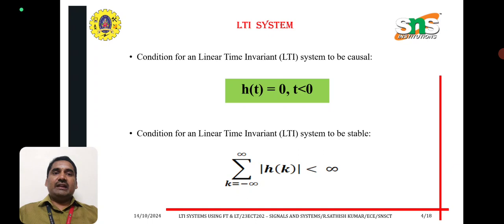Condition for a linear time invariant system to be causal: h of t is equal to 0 for t less than 0. For a linear time invariant system to be stable, the summation over k from minus infinity to plus infinity of modulus of h of k should be less than infinity.